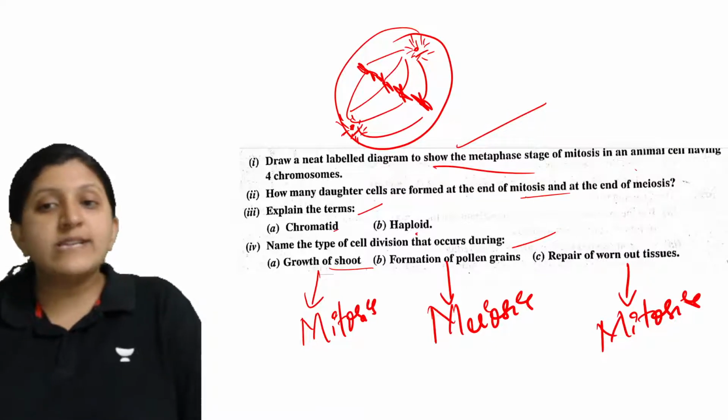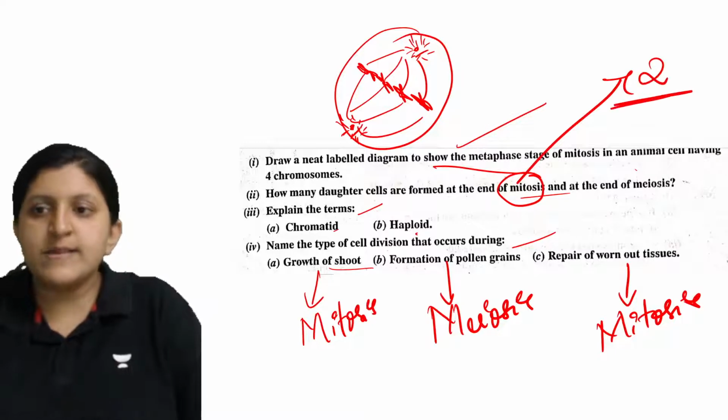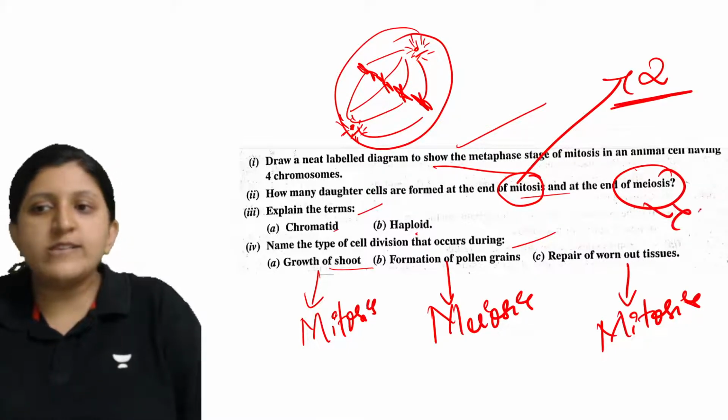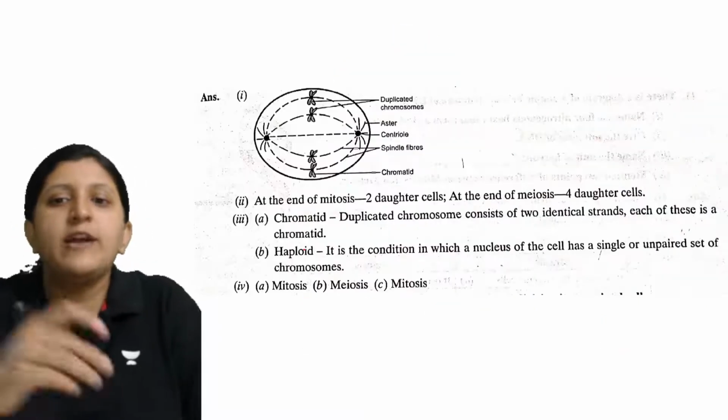How many daughter cells are formed at the end of the mitosis? It is 2 daughter cells. At the end of the meiosis, it is 4 daughter cells. Okay, so explain the term chromatid and a haploid.